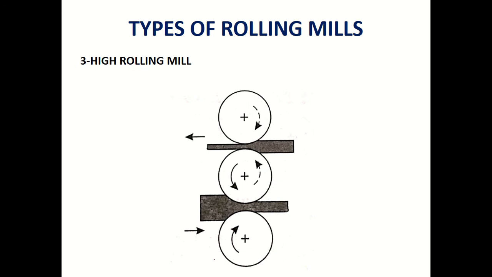I mean, firstly the strip is passed between the middle and bottom rollers such that the single stage reduction takes place, and the deformed strip is again passed between the top and middle rotating rollers in the opposite direction so that the desired thickness is obtained. In this type of rolling mill, the extreme rollers, that is the top one and the bottom one, are rotating in the same direction while the middle one rotates in the opposite direction.